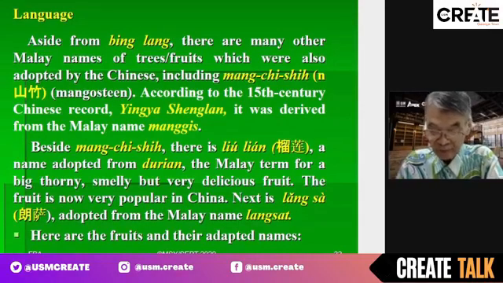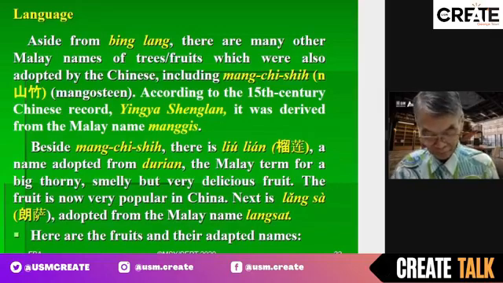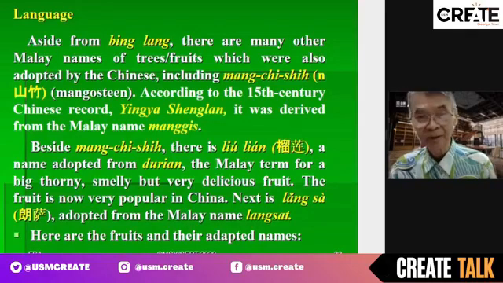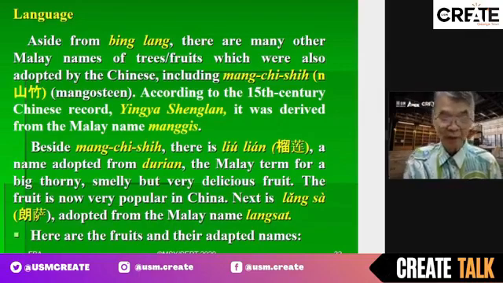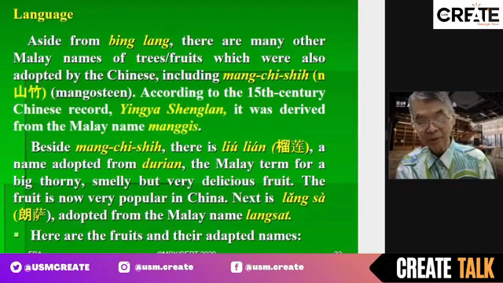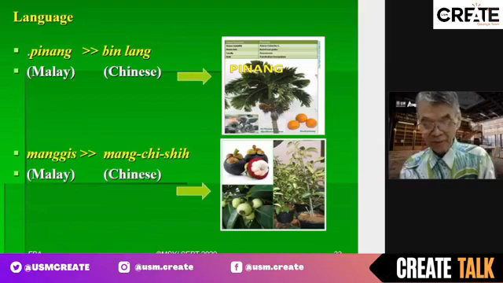Now, other than Liulian, there is also Langsa, adopted from the Malay name Langsat. Now, ladies and gentlemen, here are the fruits and the adapted names. From Malay Pinang became Chinese Binglang. From Malay Manggis became the Chinese Mangqishi.